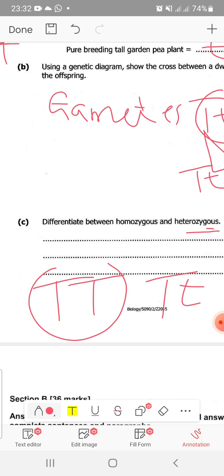Okay, so that's all for today. We have solved the 2015, the whole of section A. I'm hoping to finish the last part in the next video.